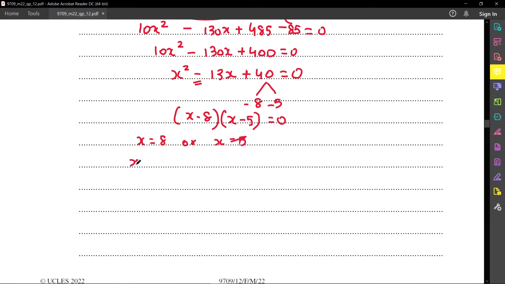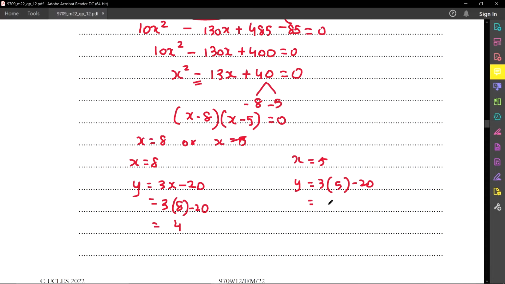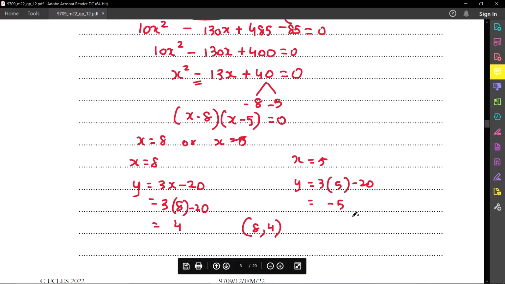When x is 8, your y is 3x - 20, so 3 into 8 minus 20. So 24 minus 20, which is 4. When x is 5, you have y = 3 into 5 minus 20. 15 minus 20, so minus 5. So the coordinates are (8, 4). The other one is (5, -5).